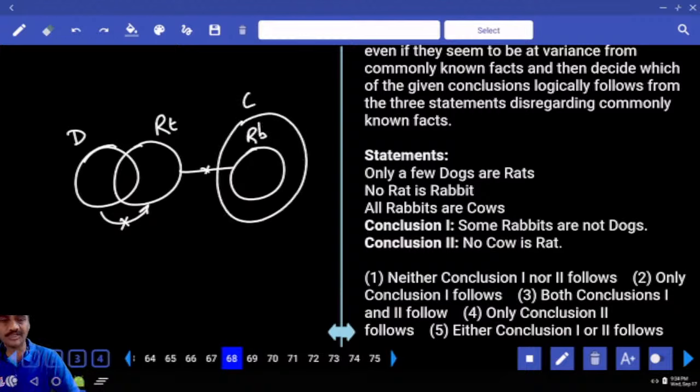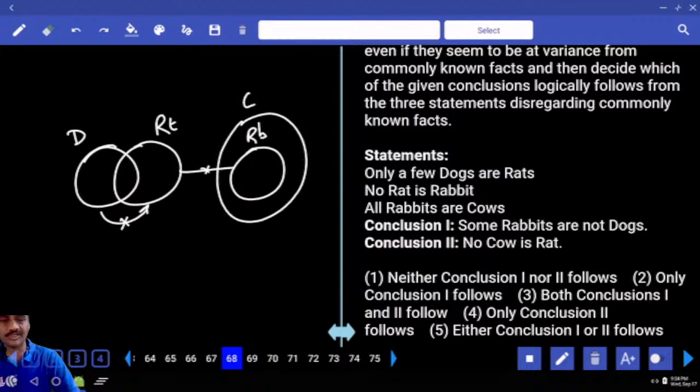Some rabbits are not dogs, definitely true. No cow is a rat. This is again definitely true. As both these 2 are true negative conclusions, you need to go for some not. What is the complementary pair?